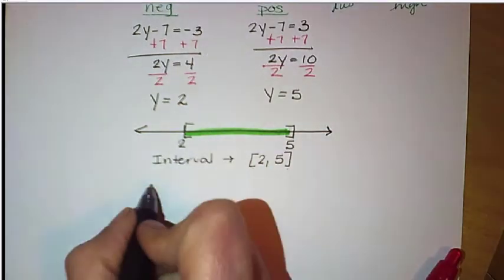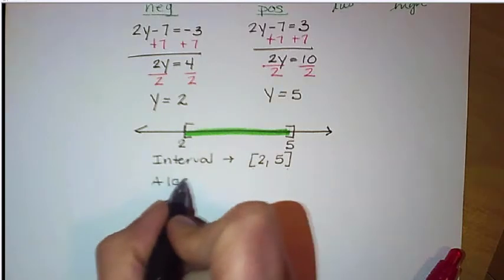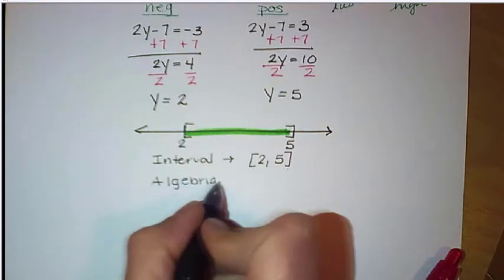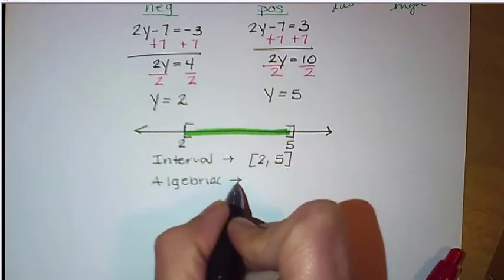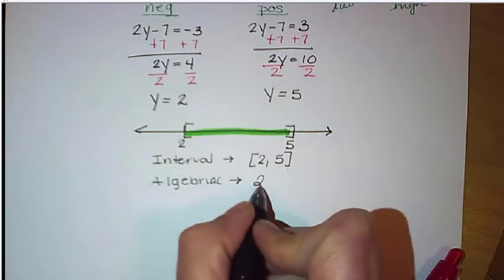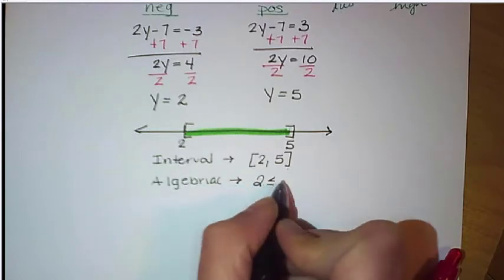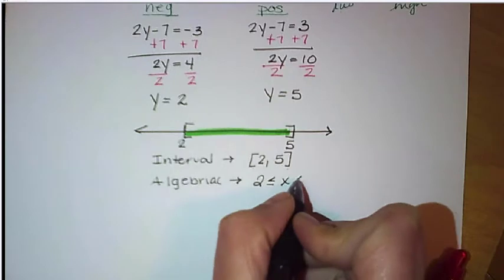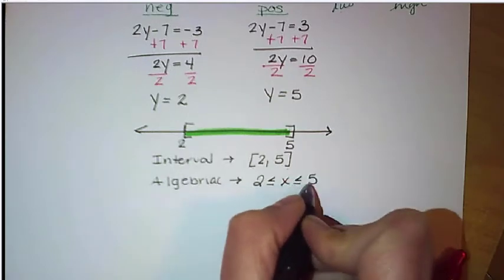And then we're going to do our algebraic. Remember, for our algebraic for one of these problems, it's that compound inequality. So we're going to start at 2. That's going to be less than or equal to our x, which is less than or equal to 5.